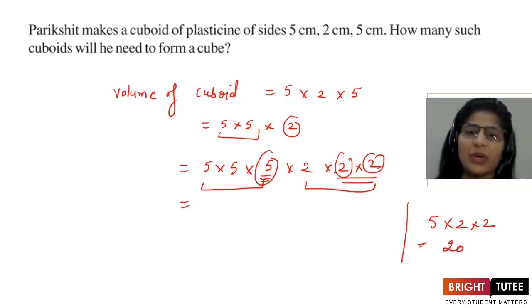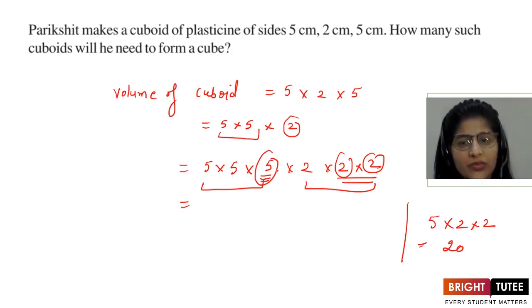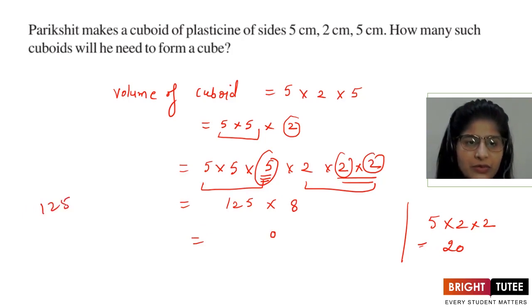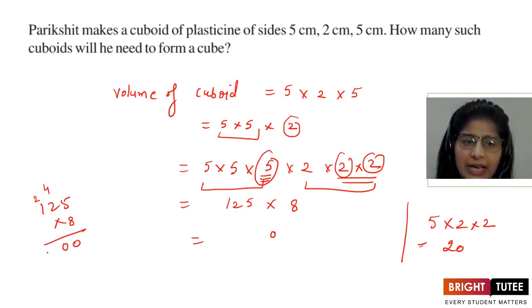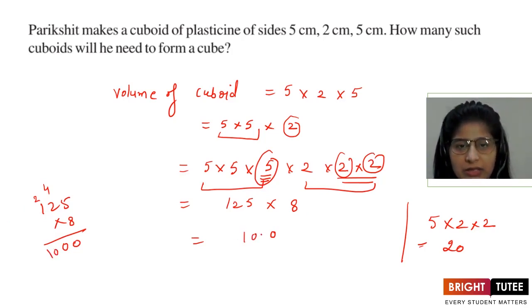Just see, after multiplying what we get? We get 5 5s are 25, 25 into 5. How much we get? We get it as 125 into 2 2s are 4, 4 2s are 8. Let us multiply it. 8 5s are 40. Carry is 4. 8 2s are 16 and 4 is 20. So 2 is a carry. 8 1s are 8 and 2 is 10. So we get 1000. Right?